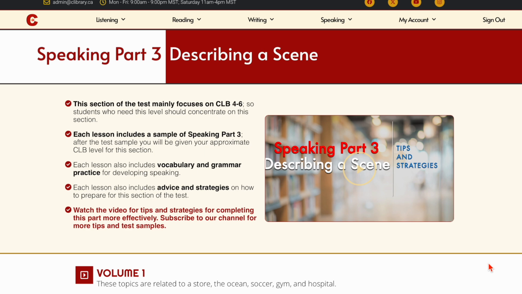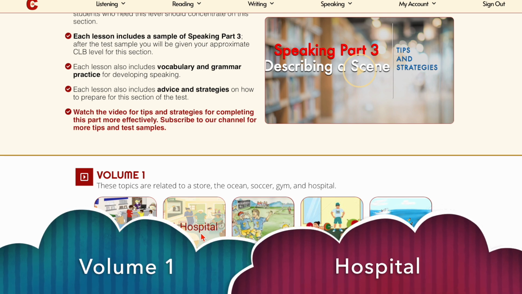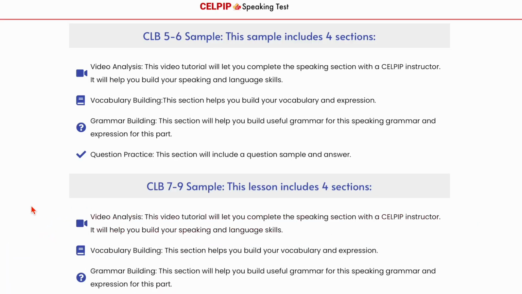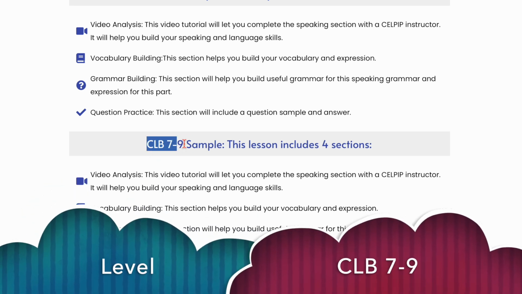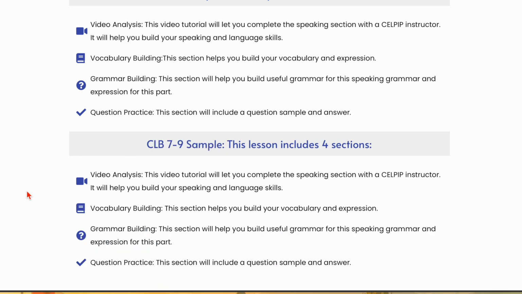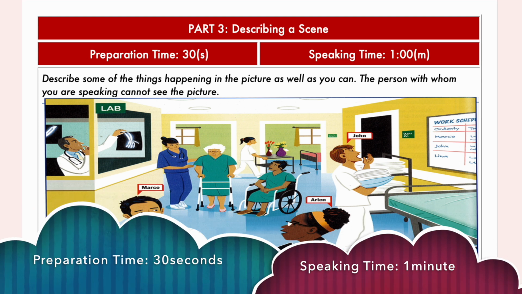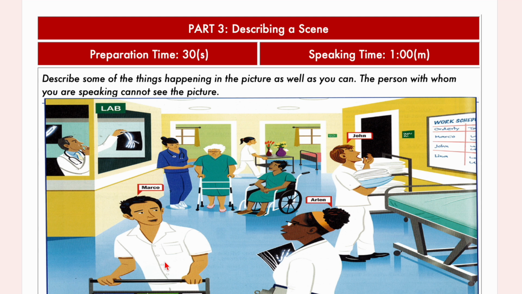So then, let's look at today's sample. Volume 1, a hospital. And this will be a CLB 7-9 example, okay? So here we are, part 3, describing a scene, preparation time 30 seconds, speaking time 1 minute.